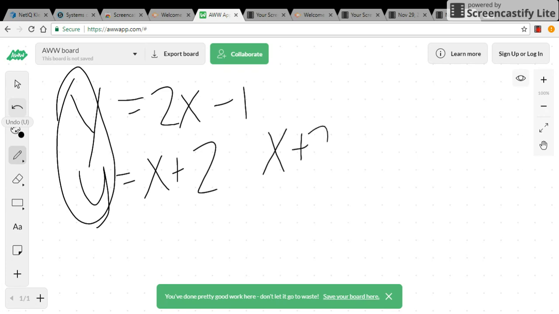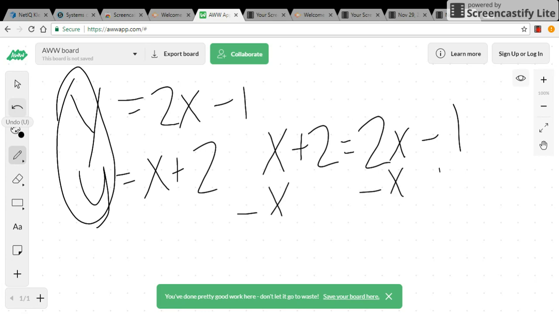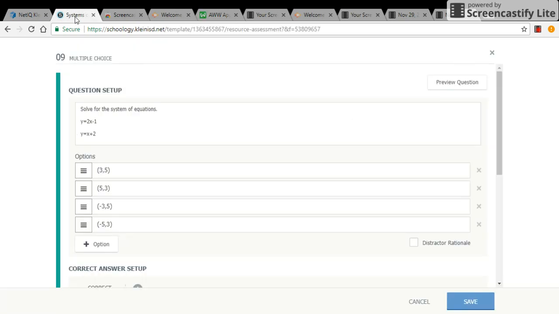We could just say x plus 2 equals 2x minus 1. You should be able to solve for this type of question because this is one that we have done pretty often at the beginning of the year. We end up getting that x is 3. Getting x is 3, we know our answer is definitely A.